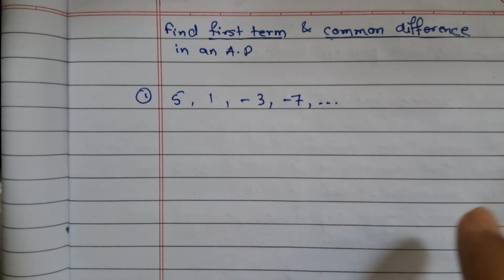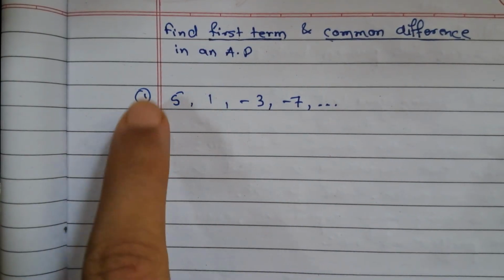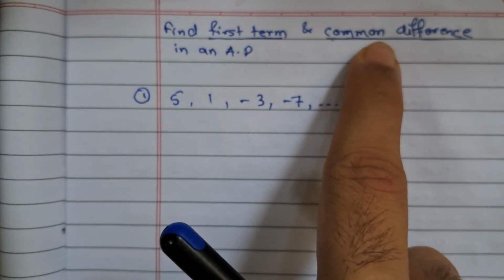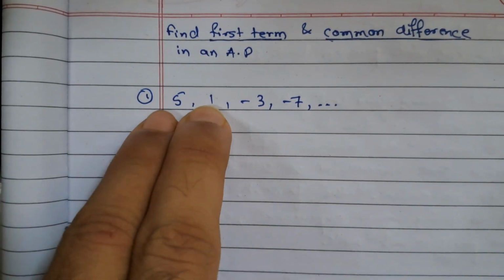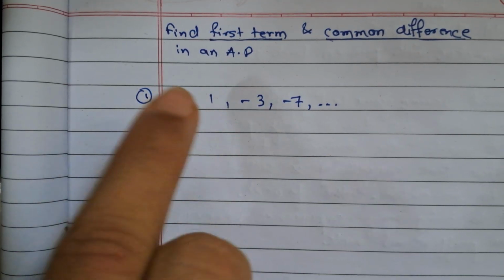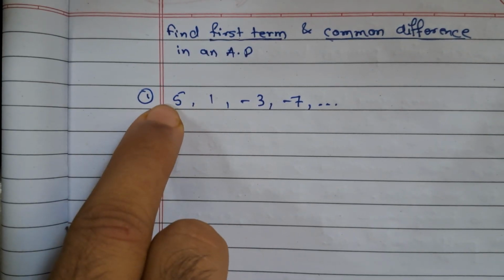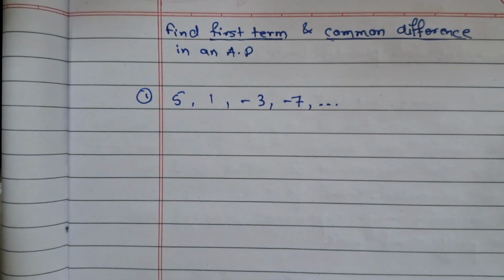On a very simple note, if I want to only find the answer for this particular question, what is the first term? The first term is 5. What is the common difference? Common difference means it will be common between all the two numbers, right? So I can simply take any two numbers. If I want to find the difference between these two numbers, I will first take this, then this. So it should be 1 minus 5, and 1 minus 5 is minus 4. And that is the answer for your common difference.